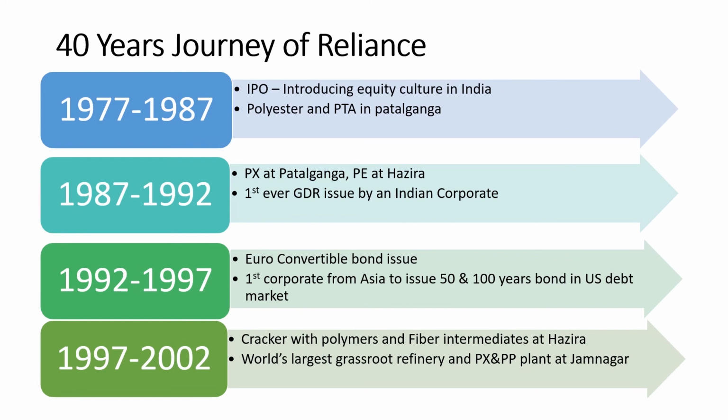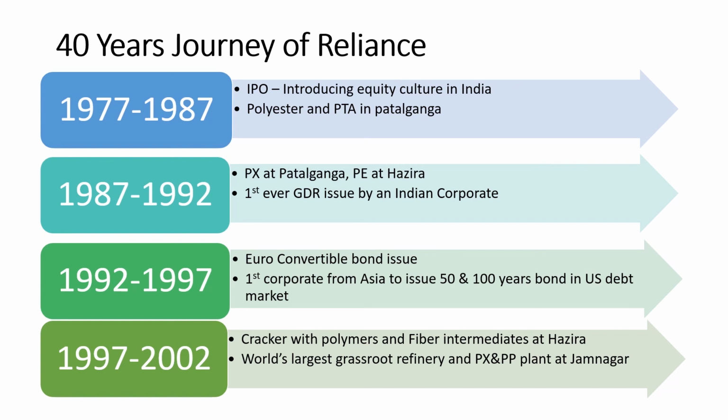Talking about the journey of the last 40 years of Reliance. 1977 to 1987, IPO launched, introducing equity culture in India. Polyester and PTA in Patalganga unit. 1987 to 1992, Proxylane at Patalganga and PE at Hazira. First ever GDR issued by an Indian corporate. 1992 to 1997, Euro convertible bond issued. First corporate from Asia to issue 50 and 100-year bonds in US debt market.